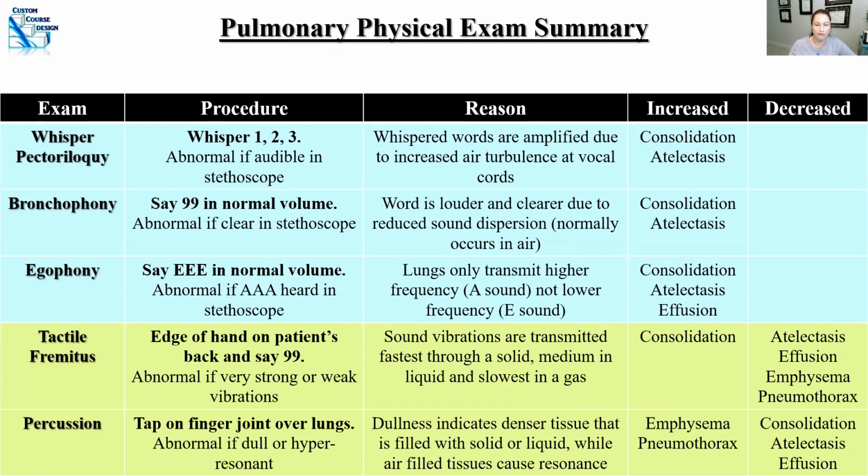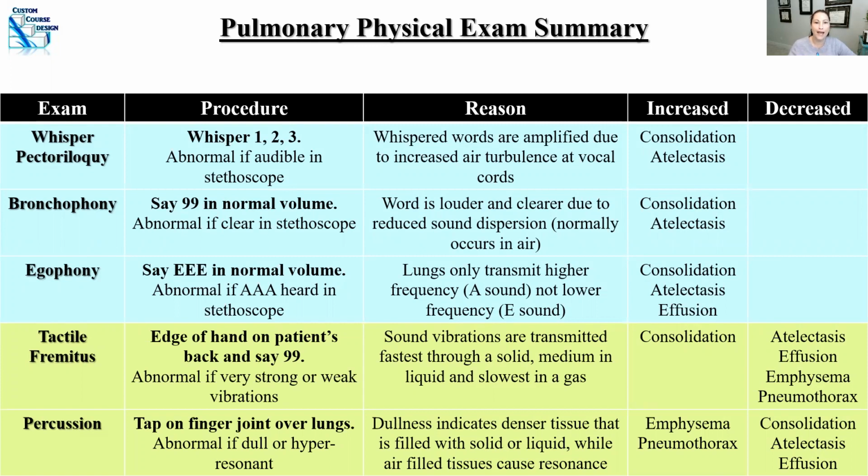In bronchophony, you're going to ask the patient to say 99 in a normal volume. If you can make out the word 99 in the stethoscope, if that's loud and clear, that's abnormal. It's something that happens in consolidation and atelectasis. What happens is there's reduced sound dispersion that normally occurs in the air because we're listening through some type of fluid or liquid. So the word becomes more loud and clear due to reduced sound dispersion.